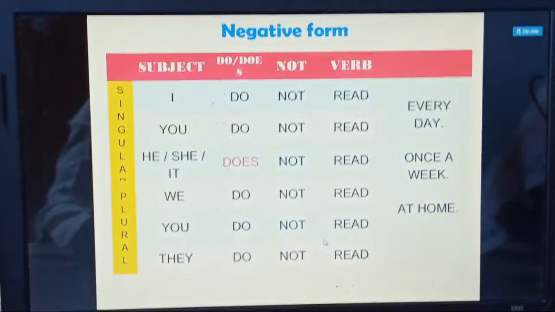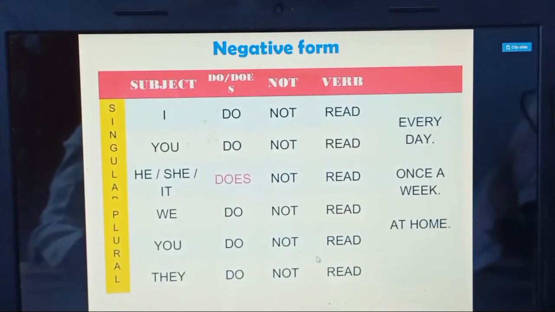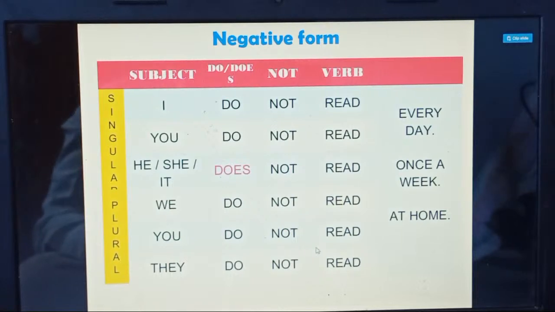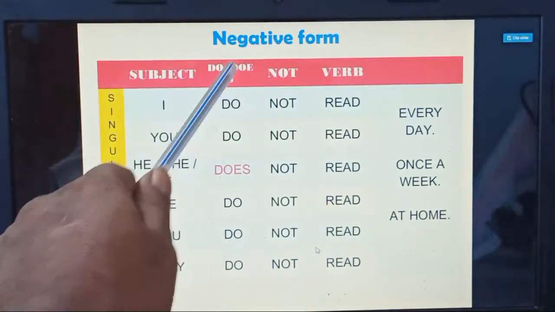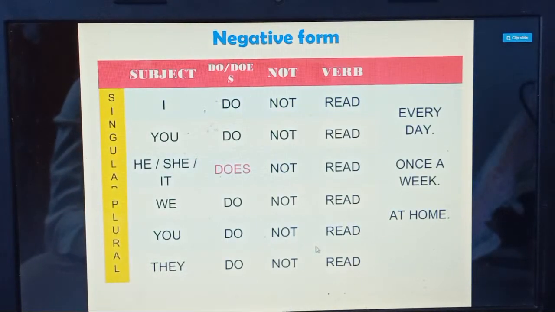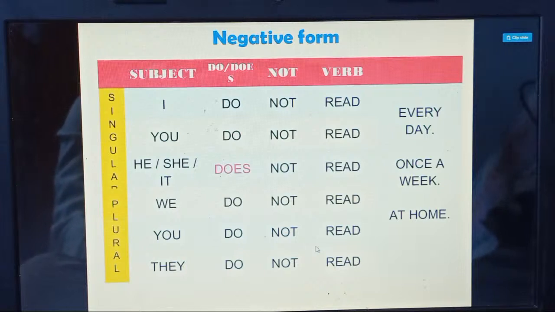So to make a negative sentence, you guys remember, మీరు గుర్తుంచుకోవాల్సింది ఏంటంటే, to make a negative sentence you need to use do or does. డూ కానీ డస్ కానీ ఉపయోగించాలి before the verb. So I do not read, you don't read, they don't read, but he does not read, she does not read, it does not read, right?